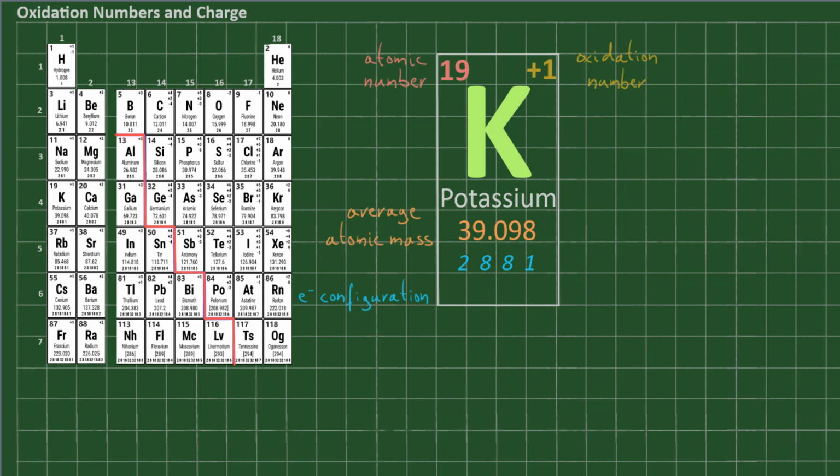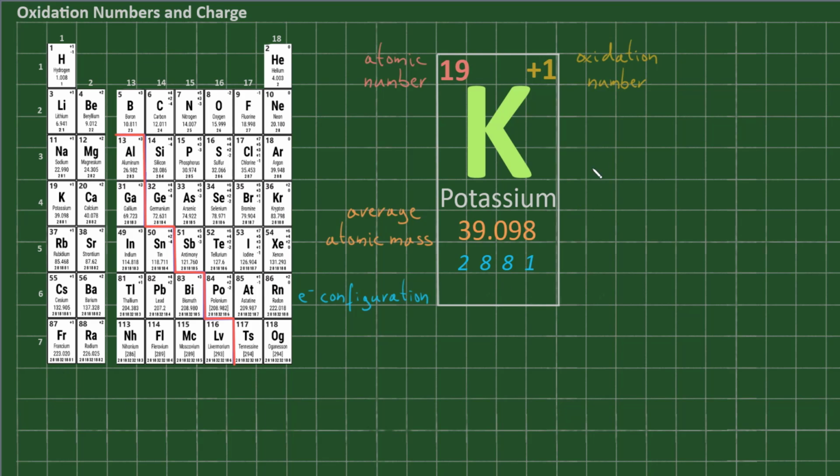Now we have potassium. Can I still use the oxidation number as a shortcut? Potassium is a metal, which means it is likely to lose an electron. Potassium is a group 1 metal, which means it's going to lose 1 electron. This in turn means that when it comes to protons and electrons, potassium will have 1 less electron. And as a result, the potassium cation has 1 more positive charge than negative charges.